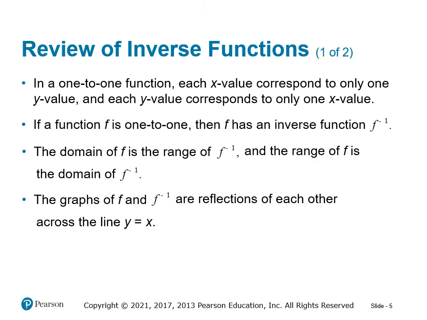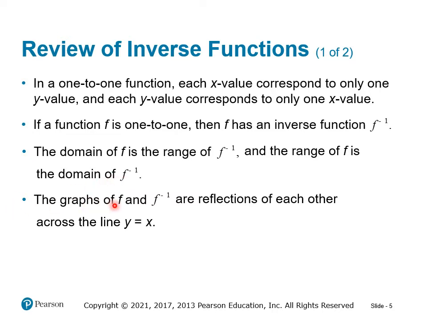In a one-to-one function, each x value corresponds to one and only one y value. There are no shared y values. If a function is one-to-one, then it has an inverse function, f inverse of x. The domain of the function is the range of the inverse. This is just saying the x values of the function become the y values of the inverse. And the range, the y values of the function, become the x values of the inverse. This is what we were just talking about. X becomes y and y becomes x.